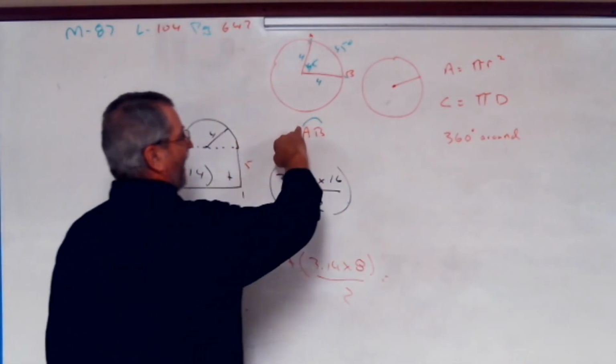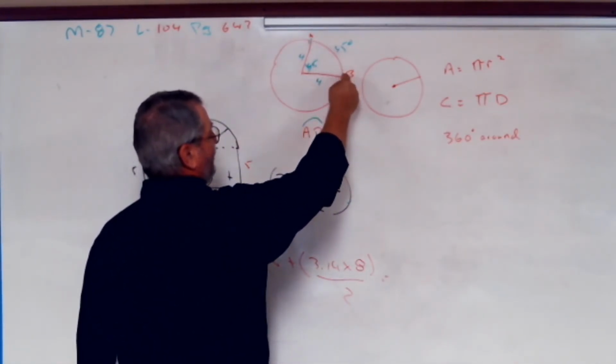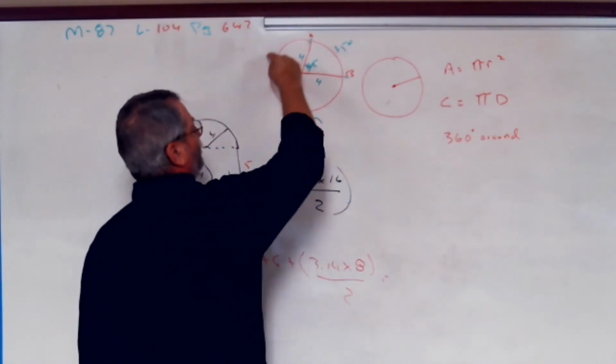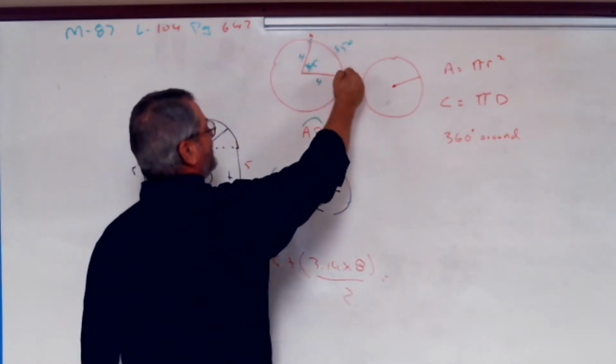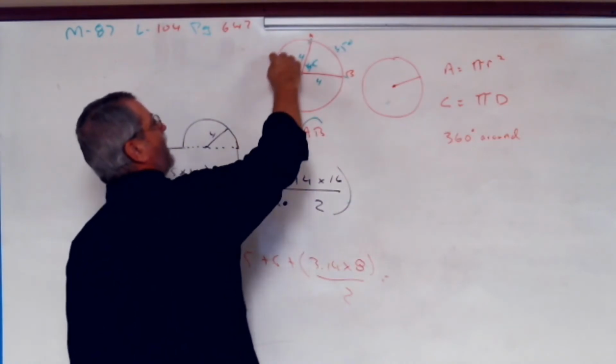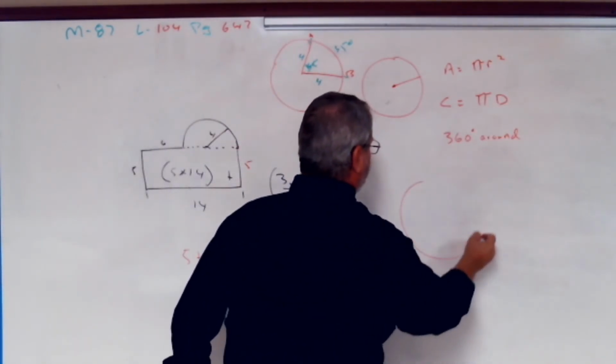Number 1, if it has a little curvy thing, that is an arc. That's the distance from A to B. It's 45 degrees of arc out of 360 degrees, but the distance is 45 out of 360 of the entire circumference. Okay, and then the other word we have is a sector.